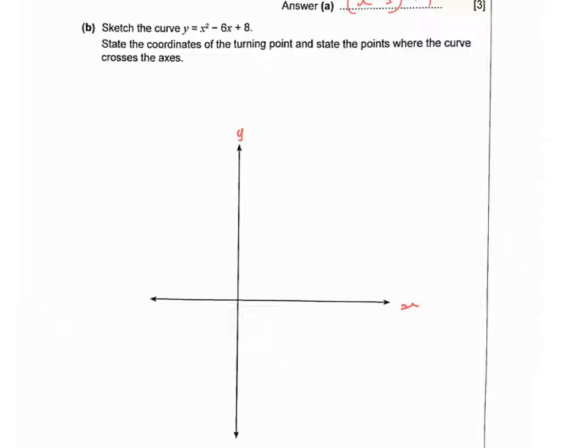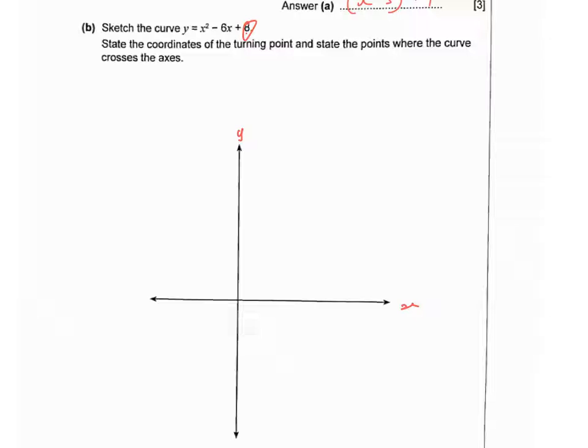Now for y is easy. This is our y-intercept. We know it to cut at 8. But to get the x-intercept, we need to make this equation equal to 0. Then we solve for x to know where the graph will cut the x-axis. I repeat, to get where the curve will cut the y-axis, this is your C. Remember this is our A, our B, our C. Our C is still the y-intercept. This curve will cut y at 8.